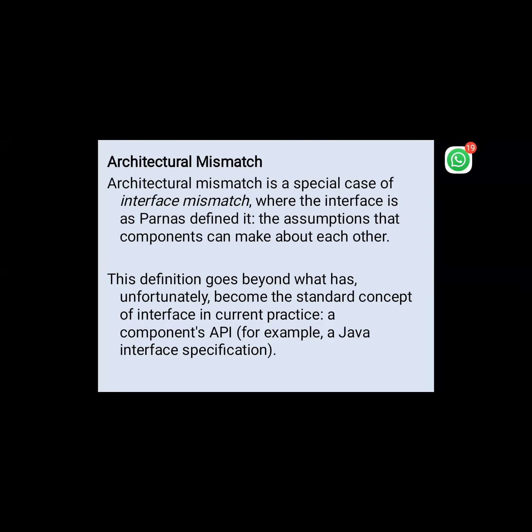So architectural mismatches. In some situations, we are not able to meet our desired quality. So the problem occurring here is architectural mismatch. So here we try to identify where there is a chance of errors occurring, so we try to know where the problem is. Architectural mismatch is a special case of interface mismatch, where the interface is defined as the assumptions that components can make about each other. So in some situations the problem occurs, and that is architectural mismatch, which is nothing but interface mismatch.